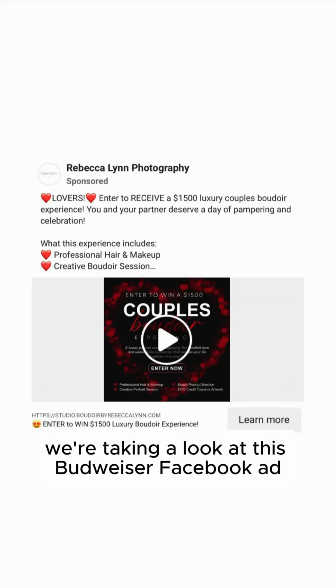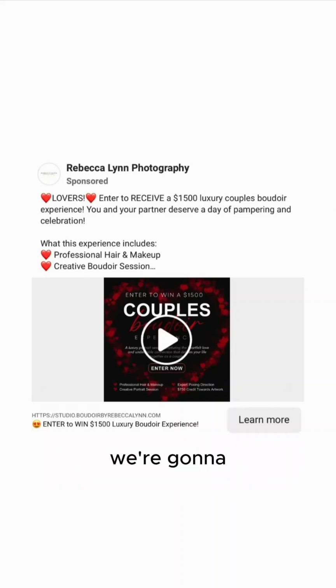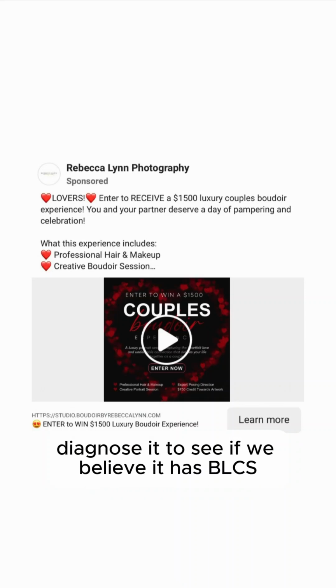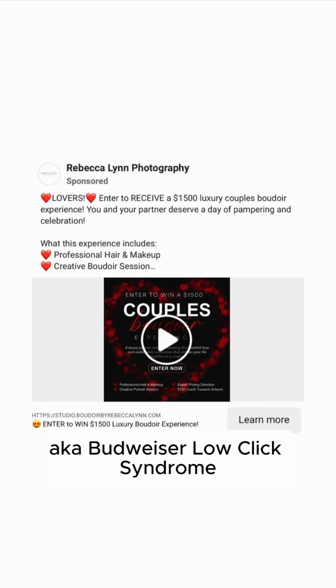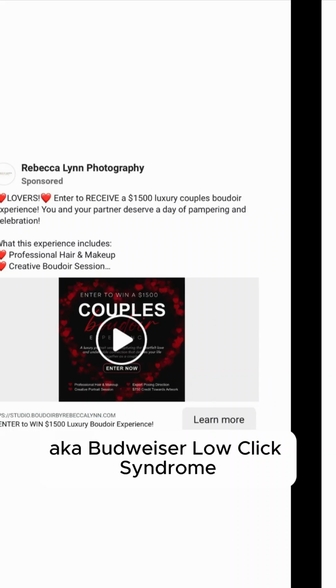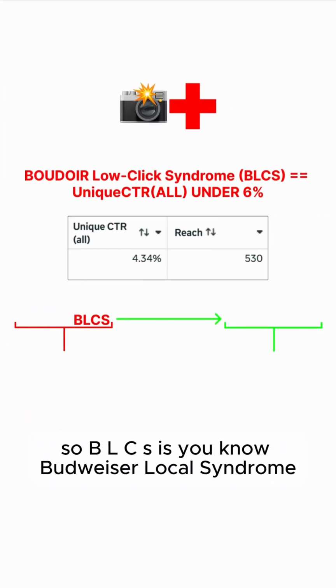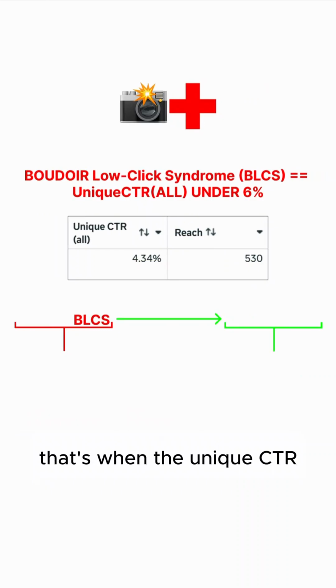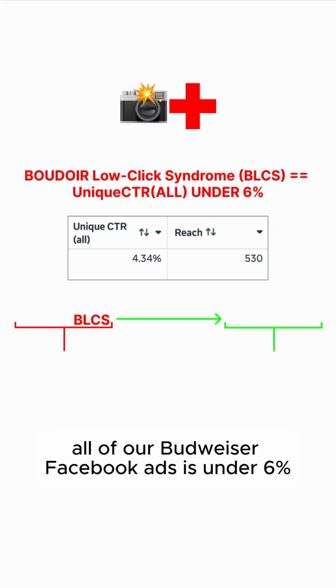All right, y'all, we're taking a look at this Boudoir Facebook ad. We're gonna diagnose it, see if we believe it has BLCS, aka Boudoir low click syndrome. So BLCS is Boudoir low click syndrome. That's when the unique CTR all of our Boudoir Facebook ads is under 6%.